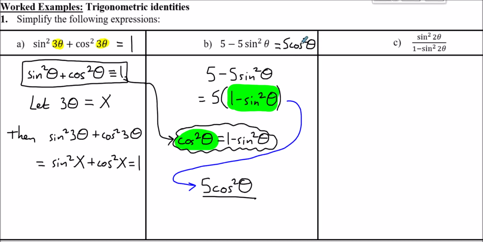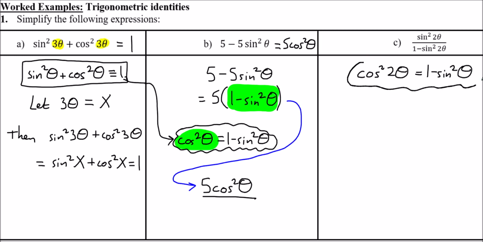So we can now move on to think about part C, where we have sin squared 2θ all over 1 minus sin squared of 2θ. Now for part C, we can actually use this identity here, cos squared θ equals 1 minus sin squared θ. So replacing θ with 2θ, we can hopefully see that cos squared of 2θ is the same as 1 minus sin squared 2θ. So this helps us because we can now replace the denominator with cos squared 2θ.